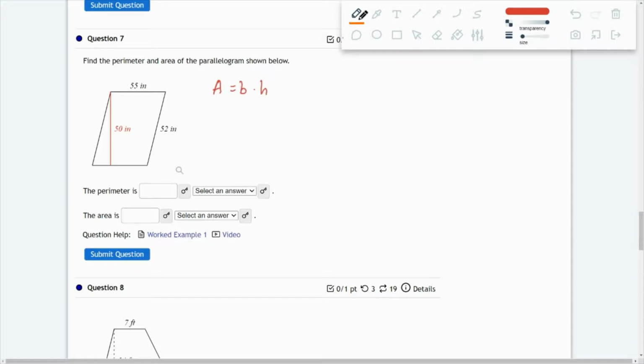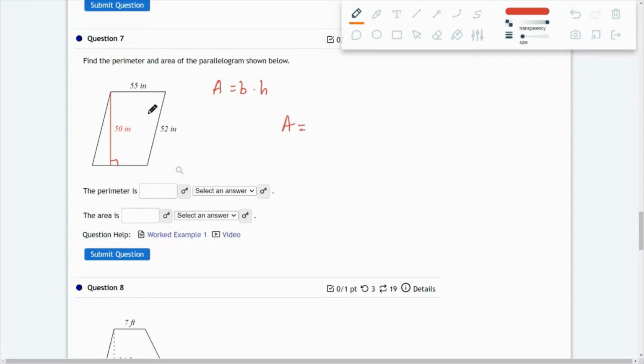But the question is, which one's the base? Because it looks like the red height 50 here is the height, which is true. It's a vertical line that goes straight up and down. Generally, in some questions, you'll see that right angle. But which one's the base? Well, 55 is going to be the base. 52 is not the base or the height. It's actually the slanted height here. So we don't want to use that.